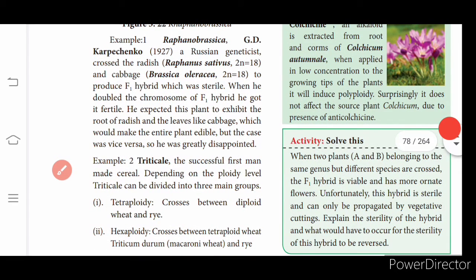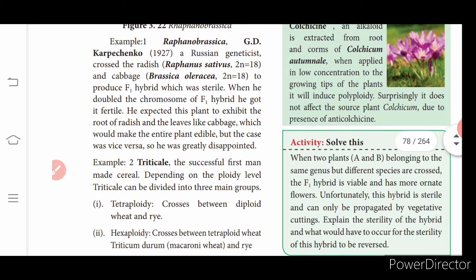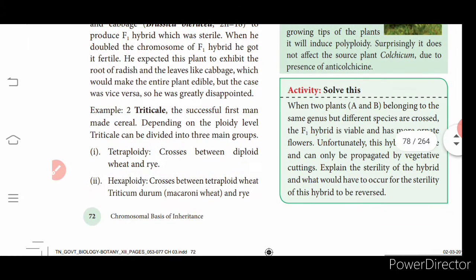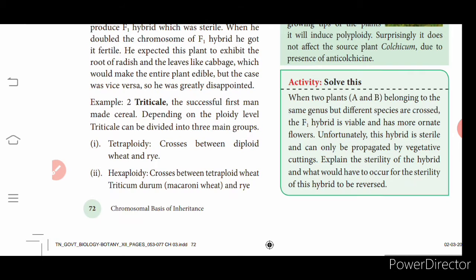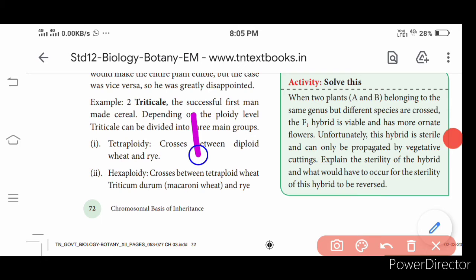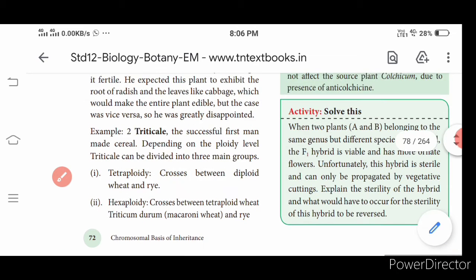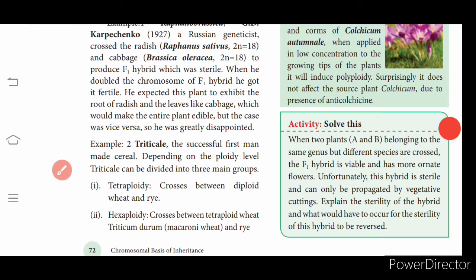See, Raphanobrassica, where the experiment was done by a Russian geneticist. He crossed radish and cabbage. The F1 hybrid produced was sterile. When he doubled the chromosomes of the F1 hybrid, he got it fertile. Okay, so once the F1 hybrid's number of chromosomes was doubled, it became fertile. He expected this plant to exhibit the root of radish. Do you follow? It is the root part of the plant. As you know, radish is a root part of the plant.